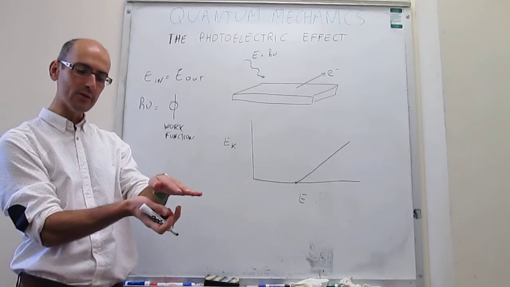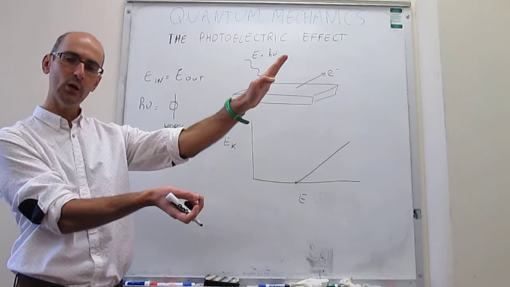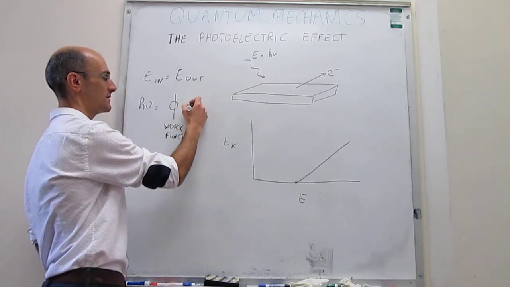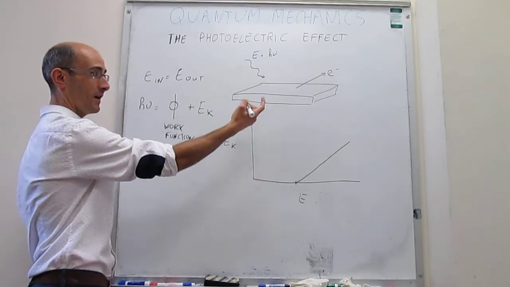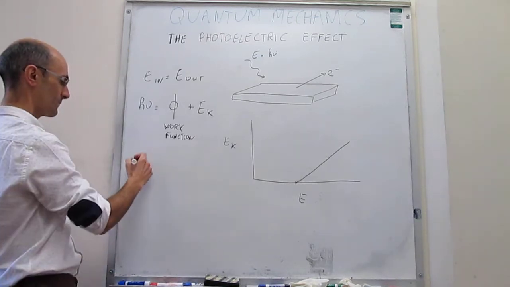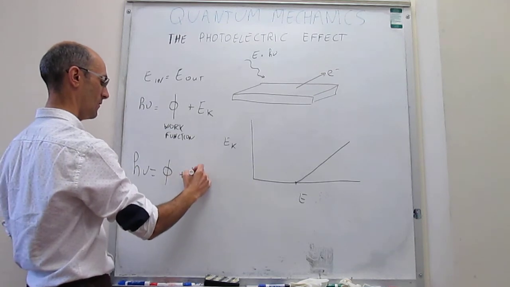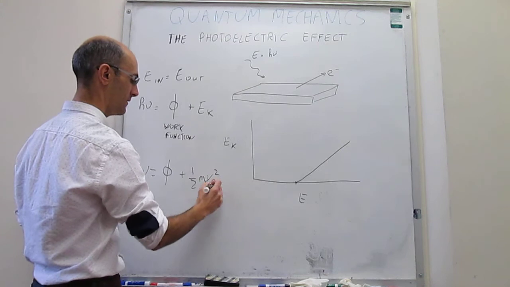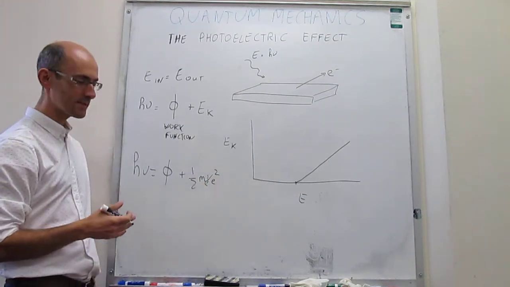If you have more energy than what it takes to just break up the interaction, then the rest of the energy will be invested in accelerating the electron to a given velocity. So this is going to be equal to the kinetic energy of the electron, and now the electron has a mass, albeit small. So this is going to be equal to 1/2 mv squared. We know that that is the kinetic energy of a regular particle that has a mass.